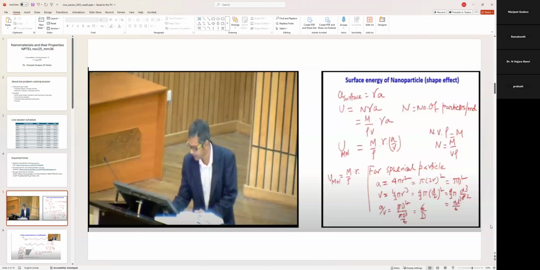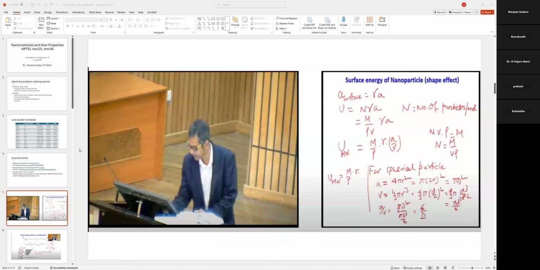Okay, so I'll briefly recap the lecture. In the last two lectures, we mostly covered the surface energy of particles, and how that changes with the crystallographic orientation and the size.